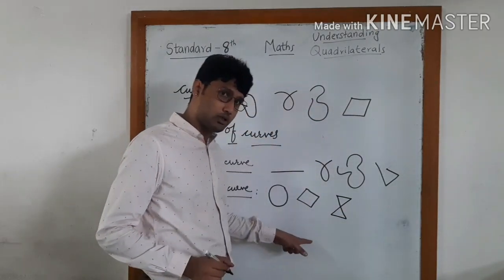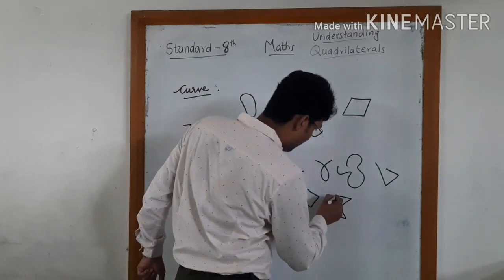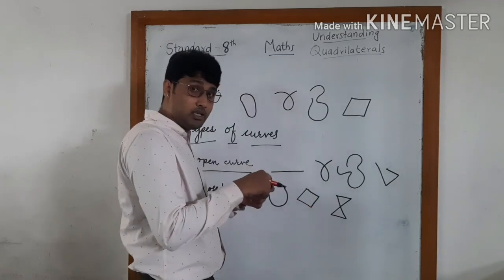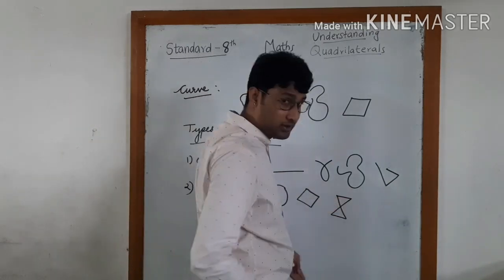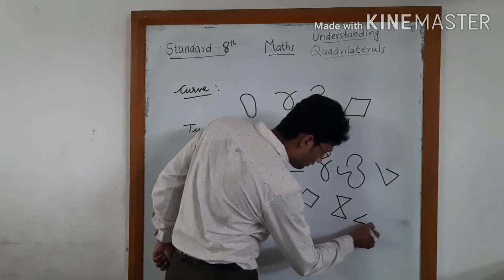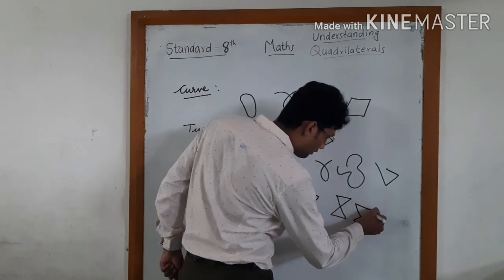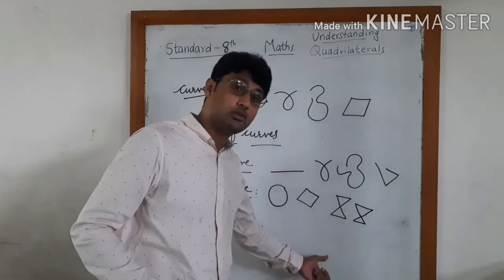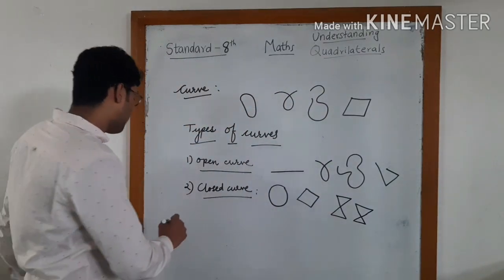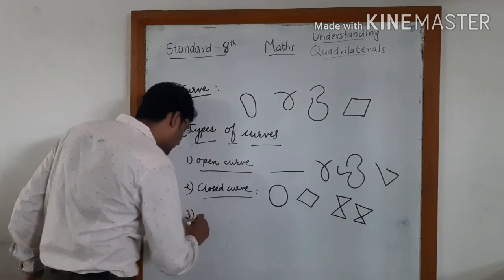This is also a closed curve because the start point and end point coincide, or they are merging with each other, and you cannot determine which is the starting. I can even start drawing it like this, right? So it has no start point or end point. So these are called closed curves. The next type of curves are called simple curves.